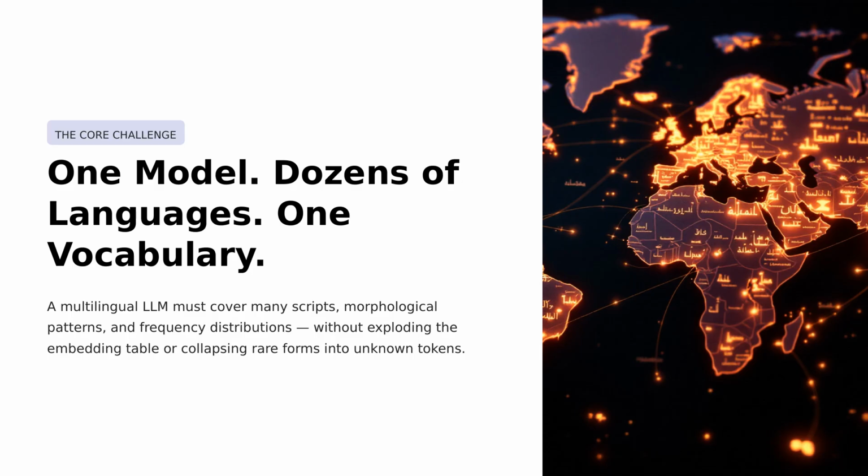The core challenge is scale with diversity. A single multilingual model has to handle dozens of languages, each with its own script, word structure, and usage patterns. The tokenizer and vocabulary have to be broad enough to represent all of that, but still compact enough to keep the embedding table manageable. If that balance fails, the model either becomes too large or loses important rare forms by breaking them into poor or unknown tokens.